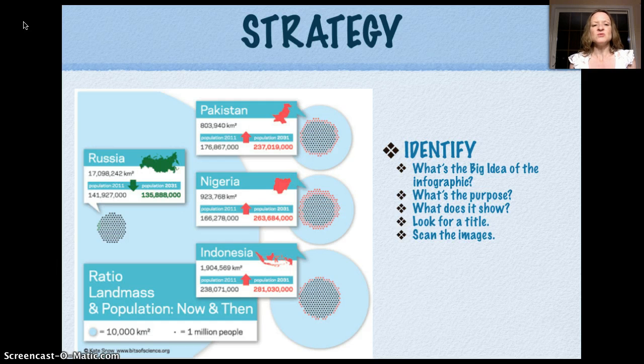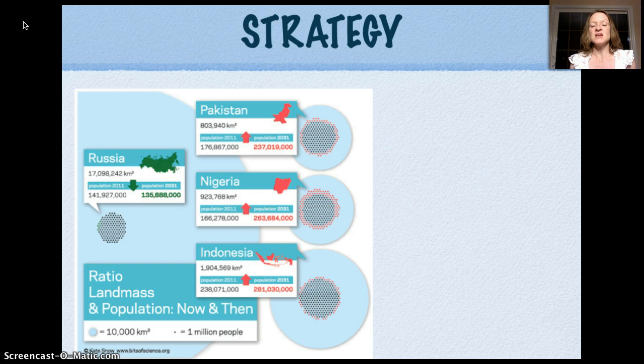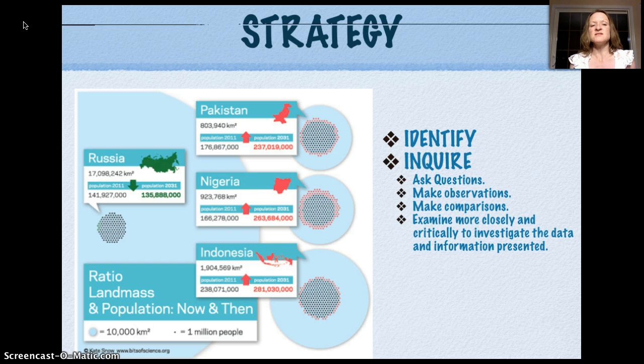So basically, you look at the pictures and you can kind of see that. You look at the title and you get an image of that. That allows you to start making more detailed observations and allows you to start to inquire, to start to generate questions about these images that you're seeing. So now you're going to look more closely and more critically at the infographic and start taking notes about observations that you make and questions that are generated from those observations.